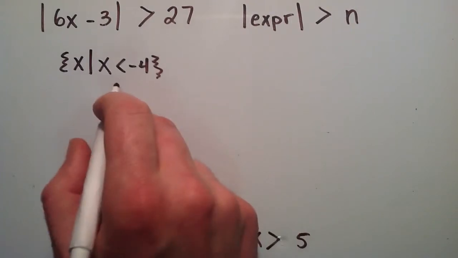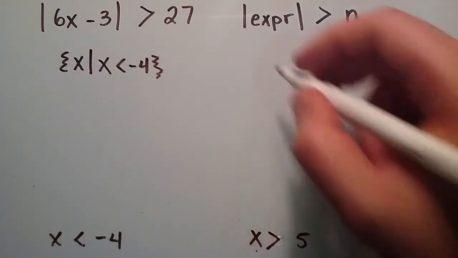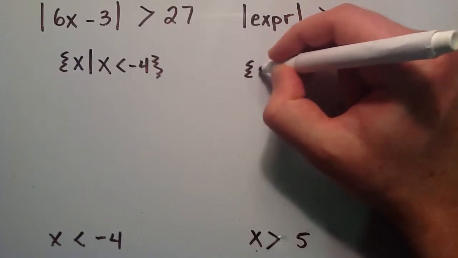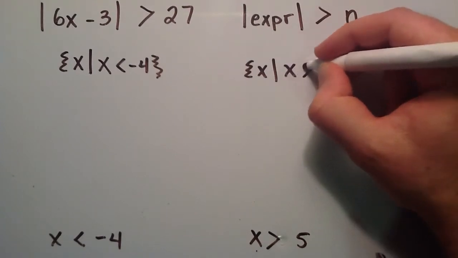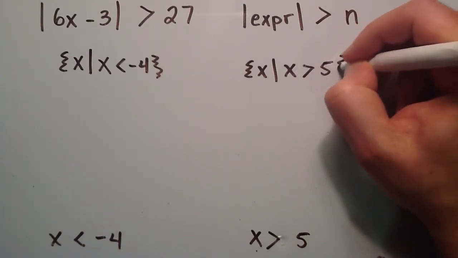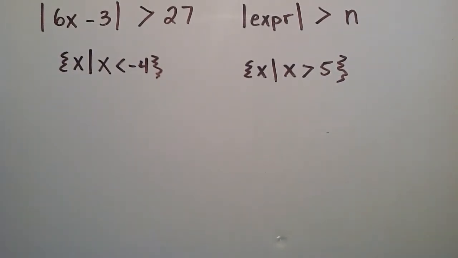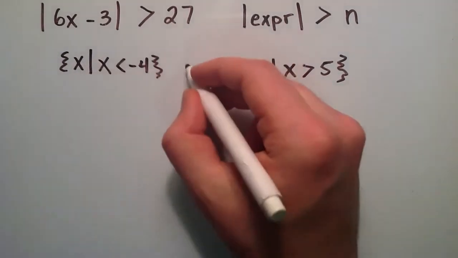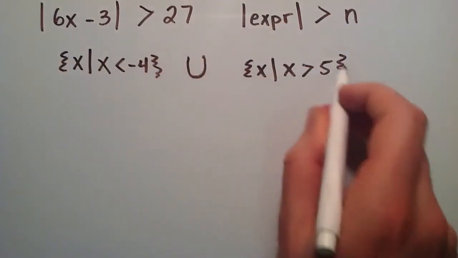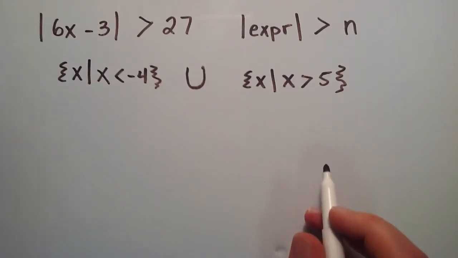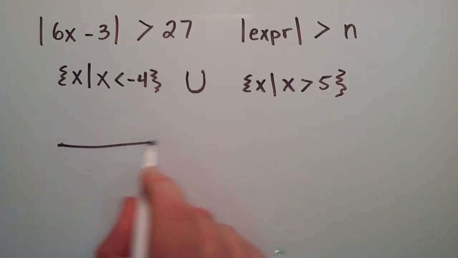So this is our solution. We can have any number less than negative 4. And for this one right here, we just simply write opening curly brace, x, and then we define our x, and we say that our x can be anything greater than 5. So those are our two parts of our solution. And since we want both of these chunks, we simply write a capital U here for union. It means we want this piece and this piece. So let me go ahead and just draw this on a number line now so you can actually see what I'm talking about more clearly.